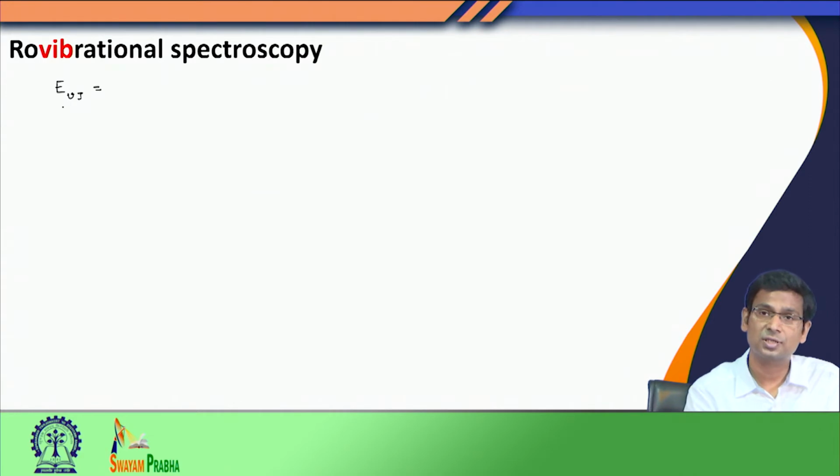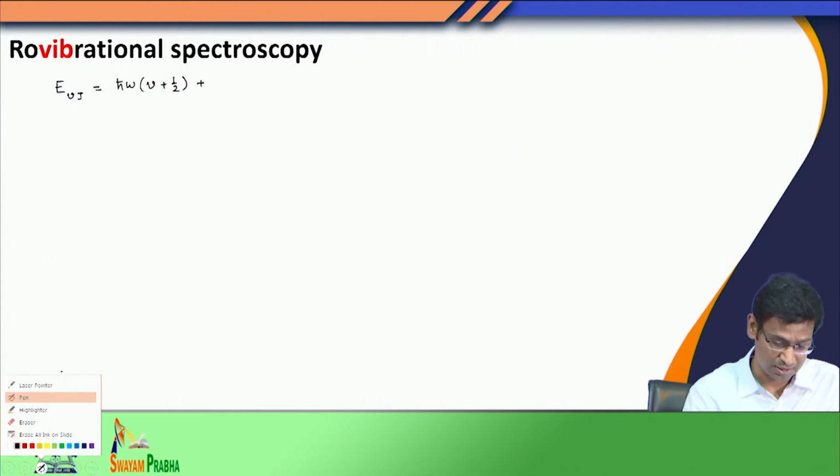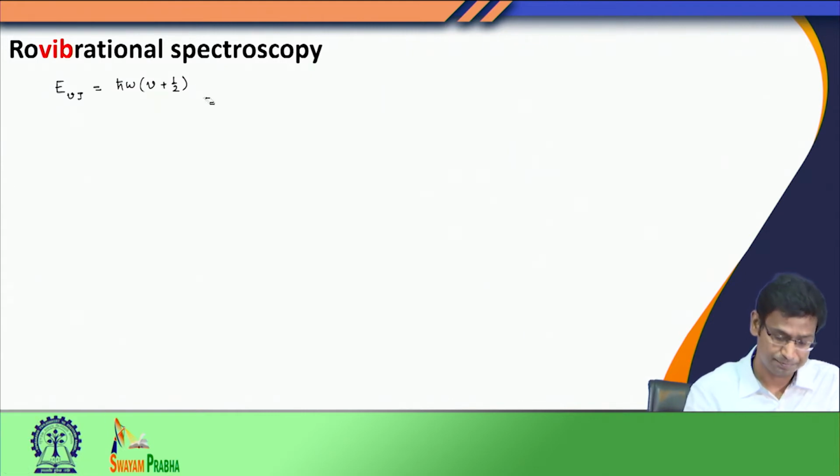First, let us consider the vibrational contribution. We know the vibrational contribution is ħω(v + 1/2). Here we are considering a one dimensional case so that our discussion is easy, but it is straightforward to extend this discussion to the multidimensional harmonic oscillator problem. This is a harmonic approximation, but we also know that we can have an anharmonic correction to these energy levels.